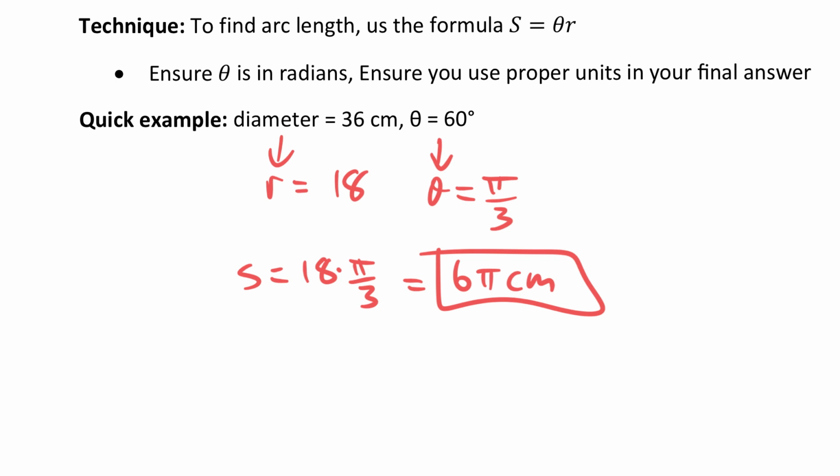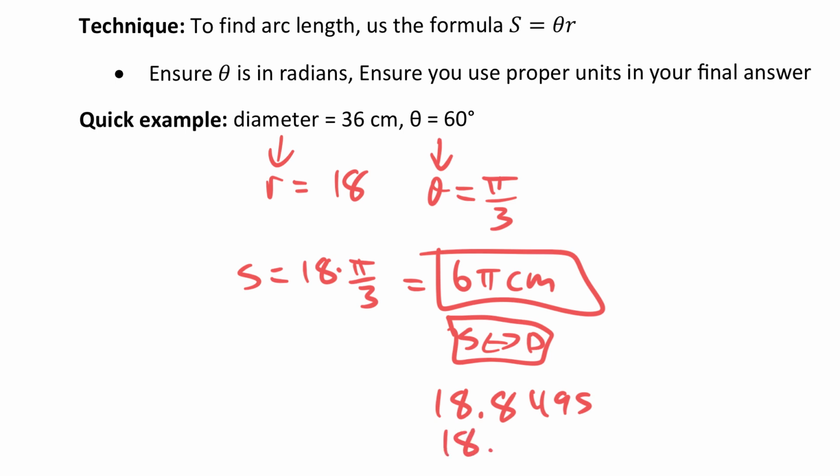Now, if you wanted to convert it into a decimal number, you can press the SD button on your calculator. So again, if you've been having trouble with this, there's a little button that looks like SD. It will convert from exact values into decimal values. So that'd be 18.8495. So we round that to 18.850 centimeters.